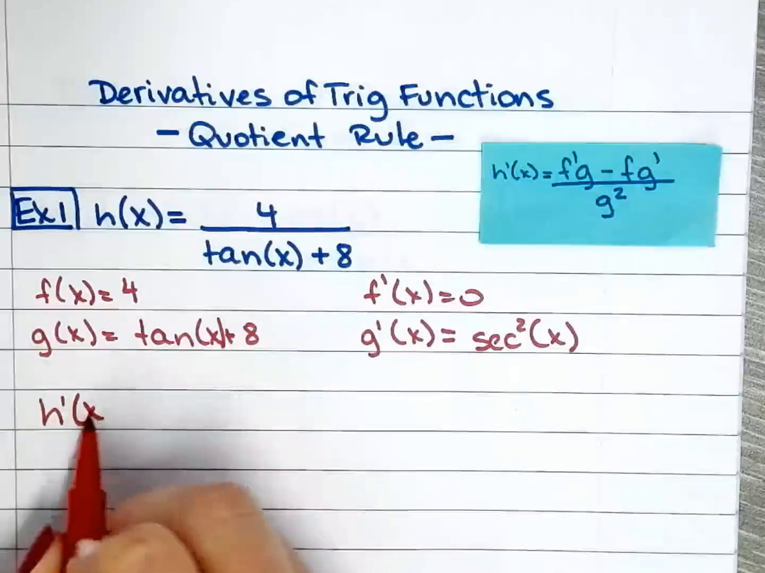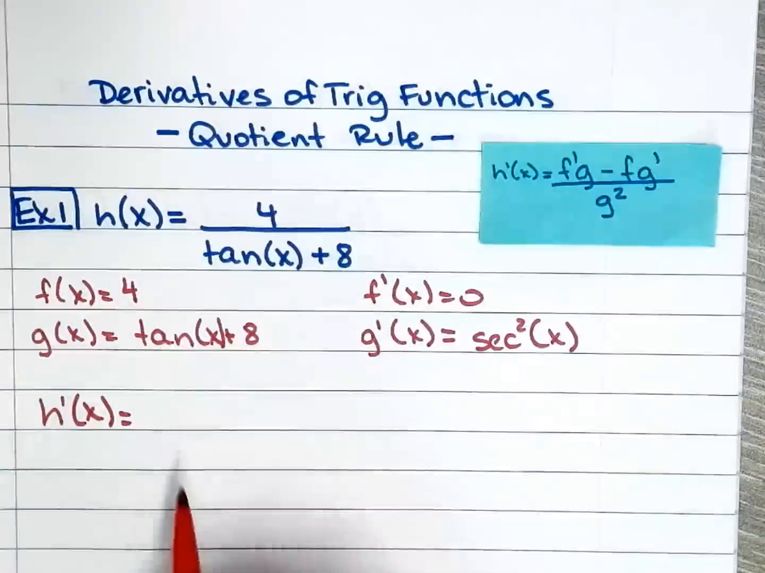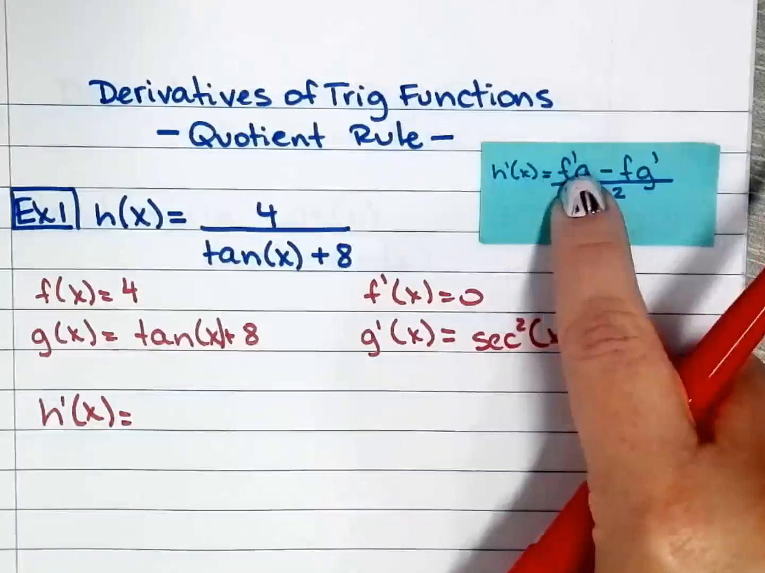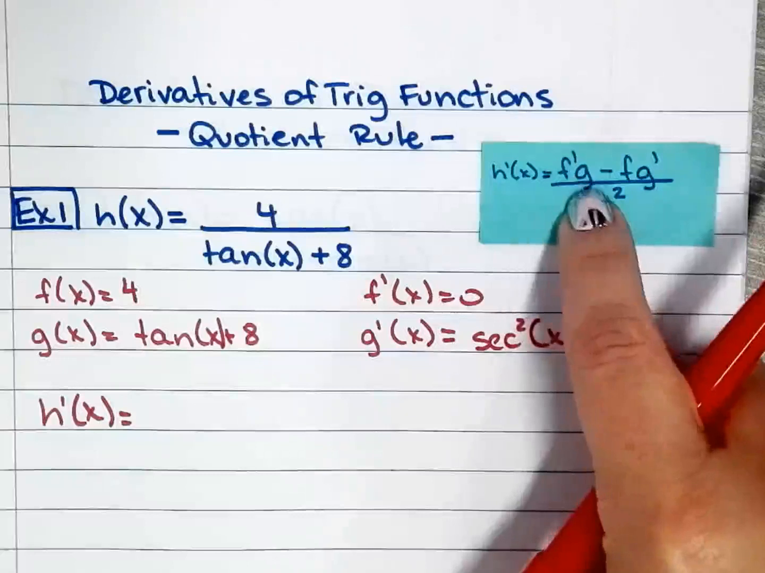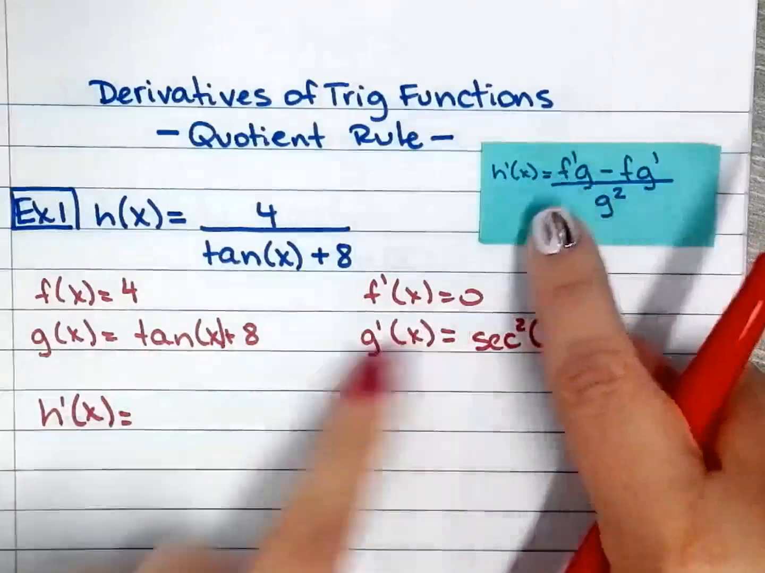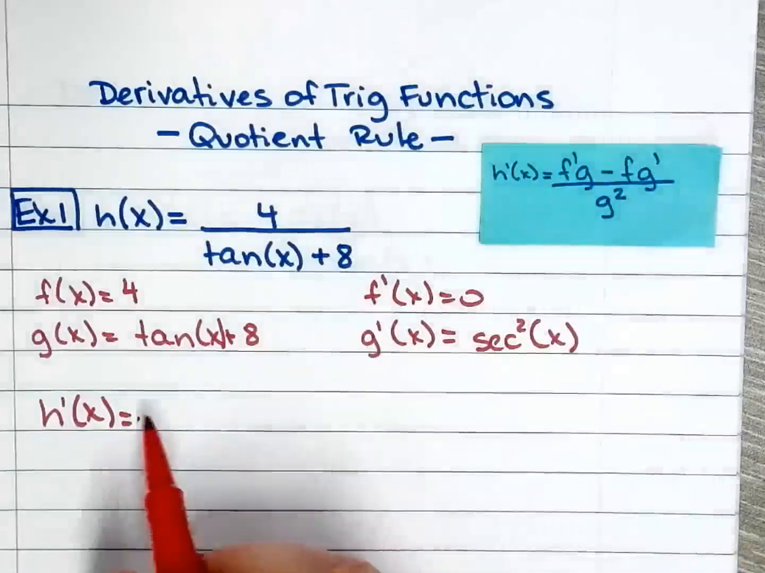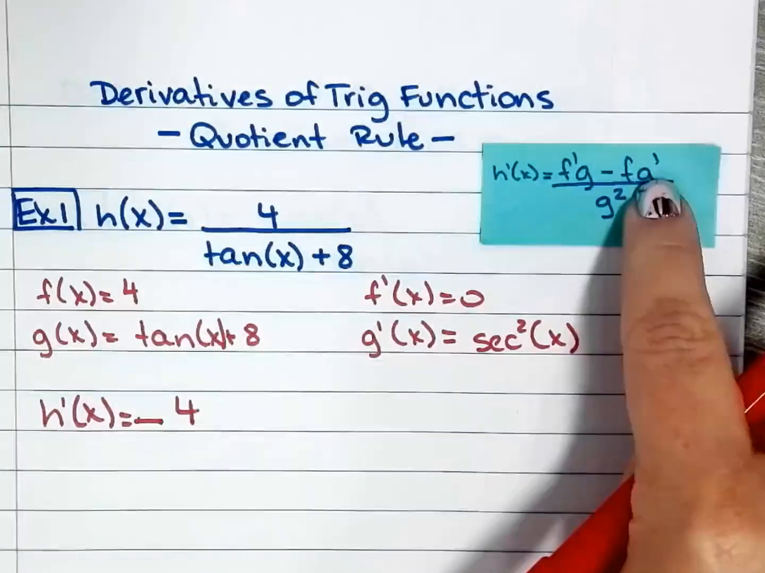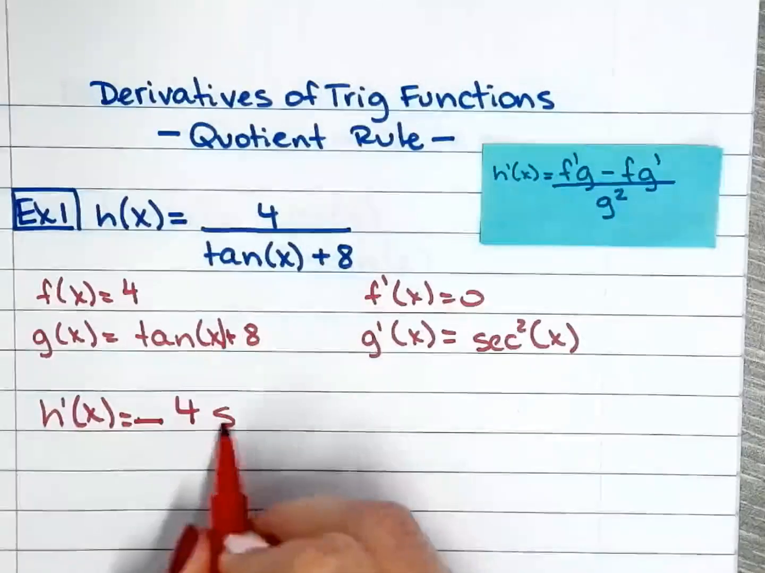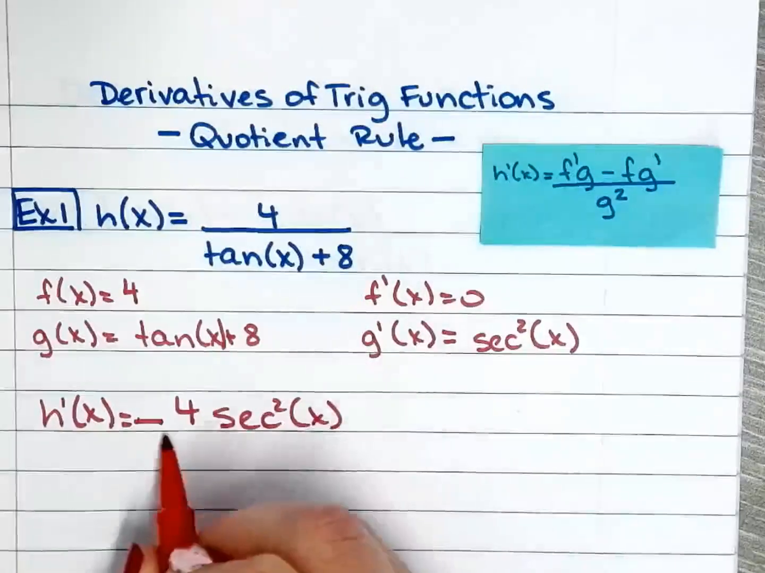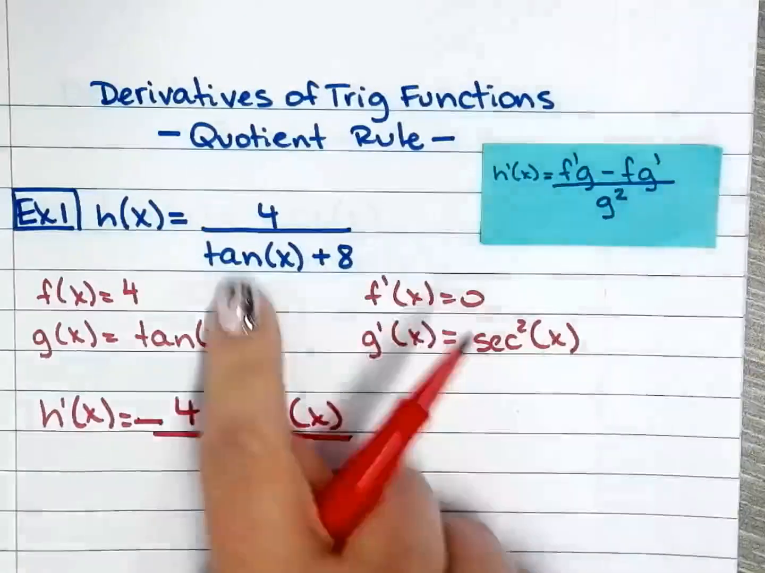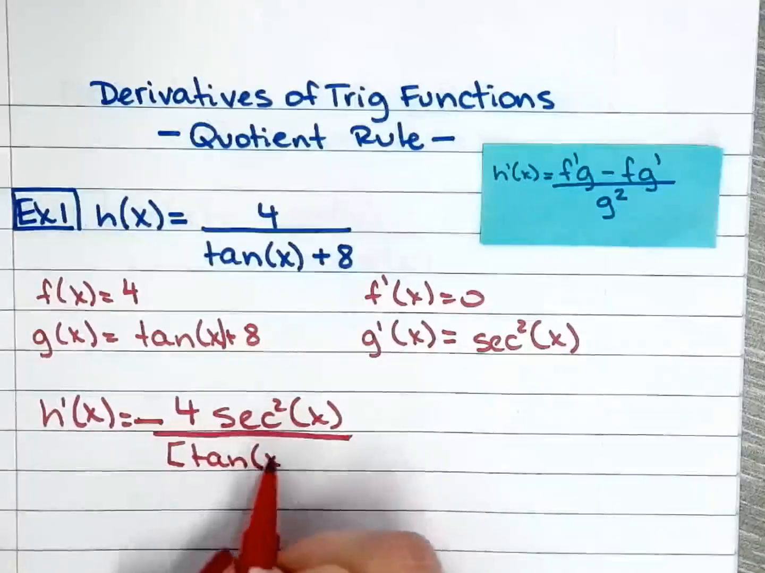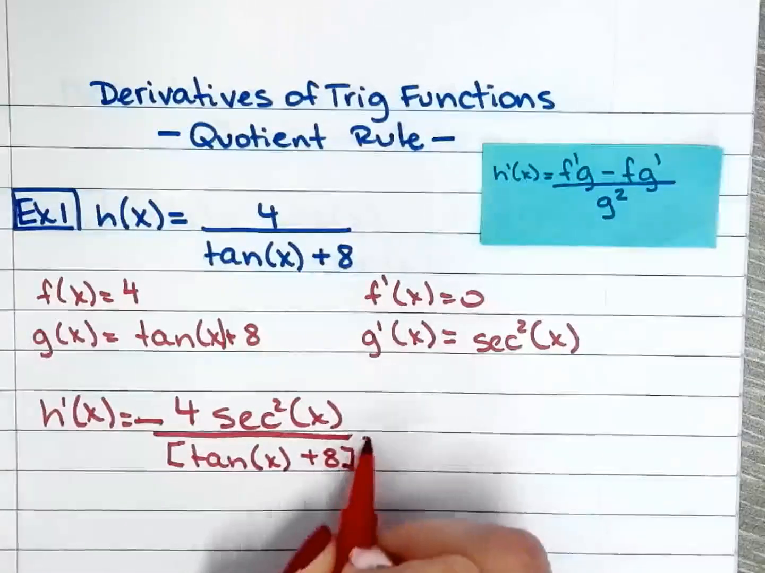Okay, off we go. So finding the derivative of this function right here, I need f prime, so 0. Anything times 0, I don't even have to bother to multiply that by the g function right there. So I know this is going to be 0, so off I go. Negative f is 4, times g prime is that one, so secant squared of x, everything over g squared. So this is g, so tangent x plus 8 squared.